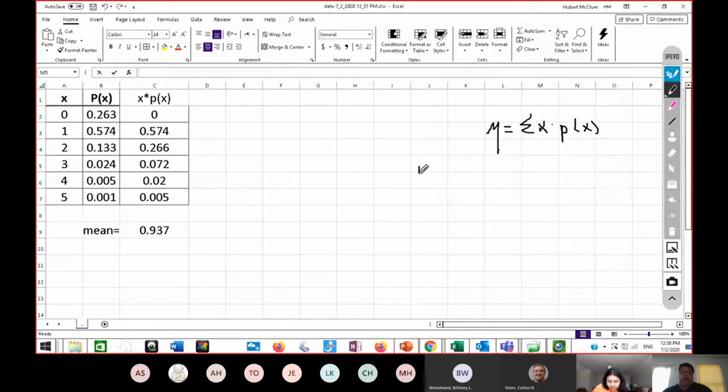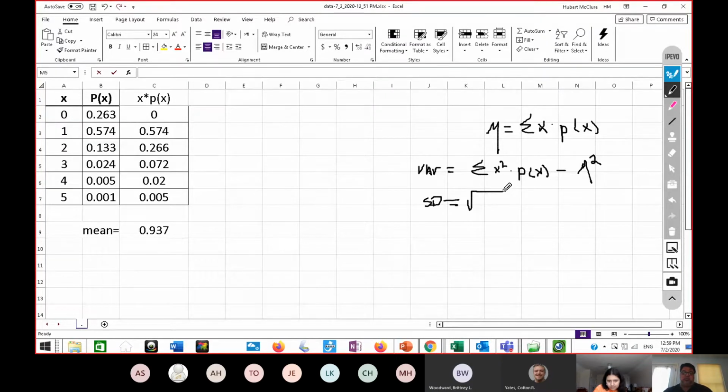Now, the variance is equal to, I think it's what? The summation of x squared times what? P of x, and then minus mu what? Squared. And then, of course, the standard deviation is the square root of the variance. God, you were actually listening. I'm not used to that.